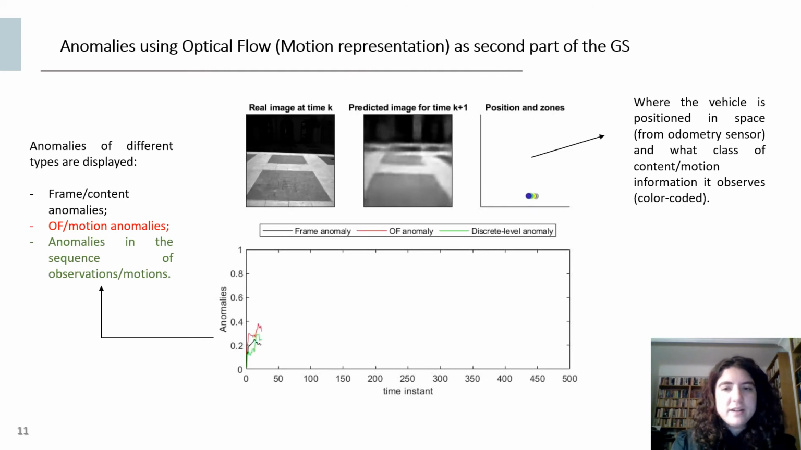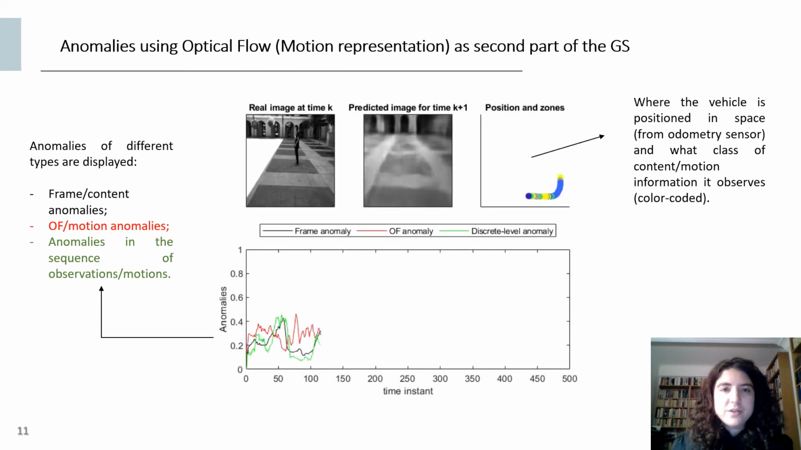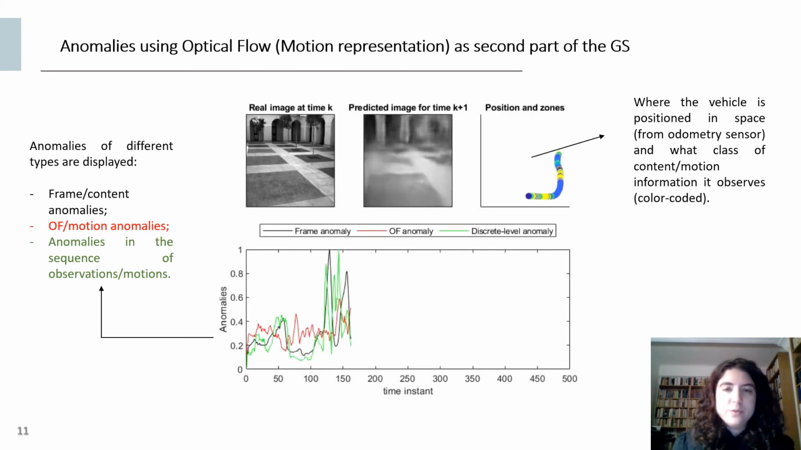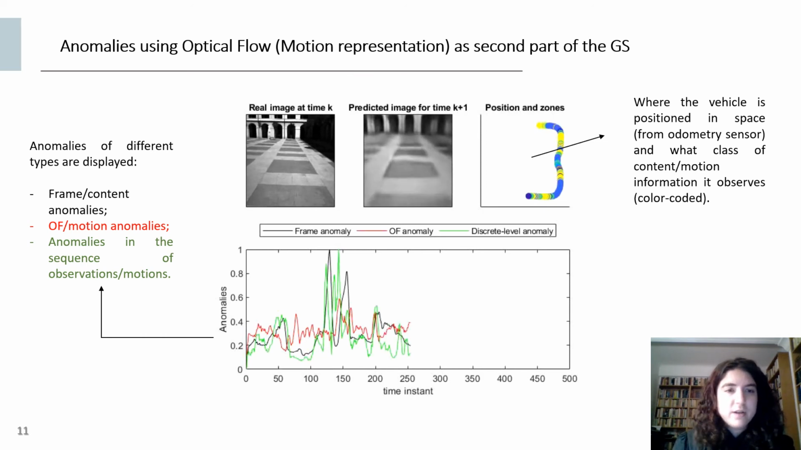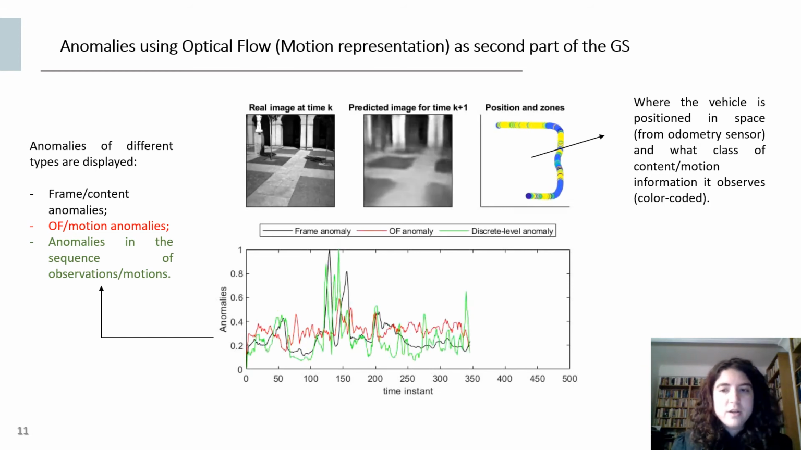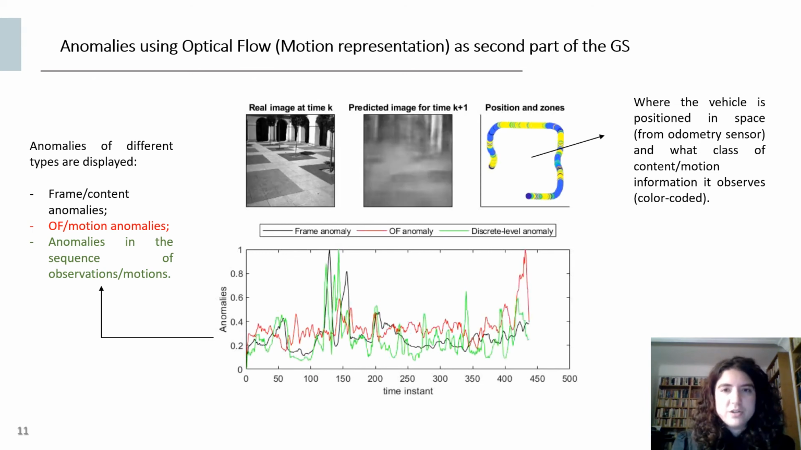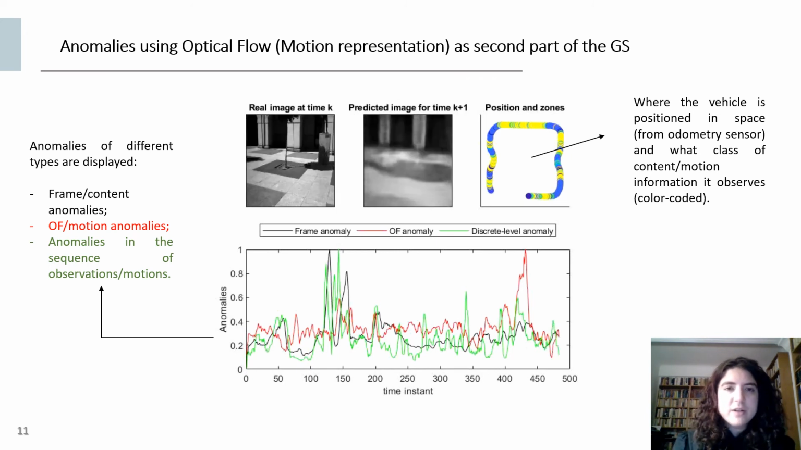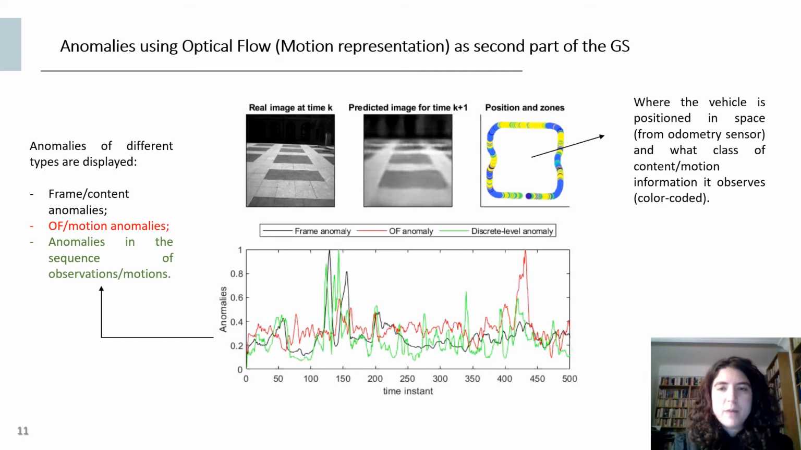Here we can see the different anomalies that are detected during the pedestrian avoidance, where a pedestrian is avoided during perimeter monitoring. So we can see different levels: an anomaly at content or frame level, an anomaly in the optical flow, so in the motion of the vehicle, and anomalies in green in the sequence of observations. Additionally, we see in the upper part the real image at time k, the predicted image, and where we are positioned in the map, and the zones color-coded that are assigned by the algorithm.